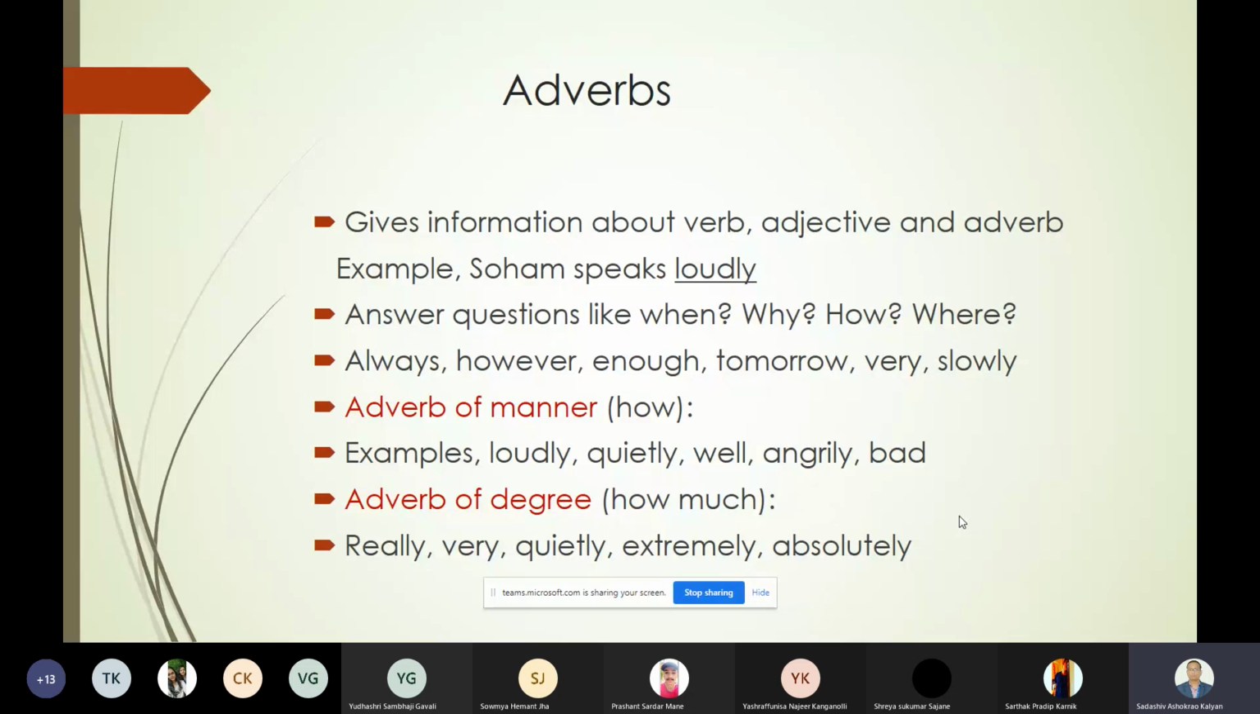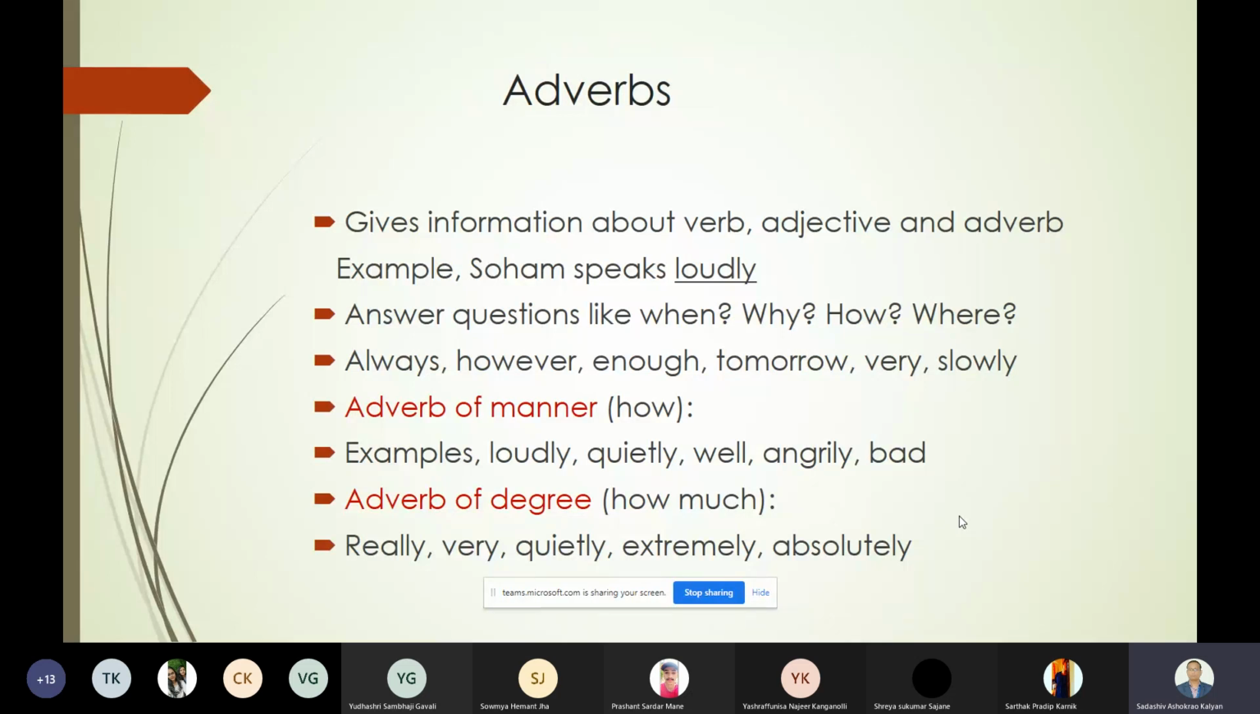Here the word always. I found that most of the people are pronouncing this word incorrectly. It is not always, but it is always. So always, however, enough, tomorrow, very slowly. These are all the adverbs that we are using at present. So these are called adverbs.